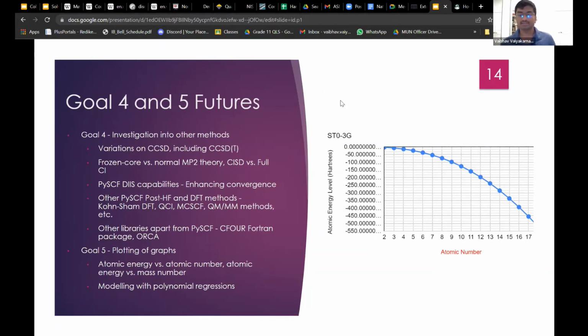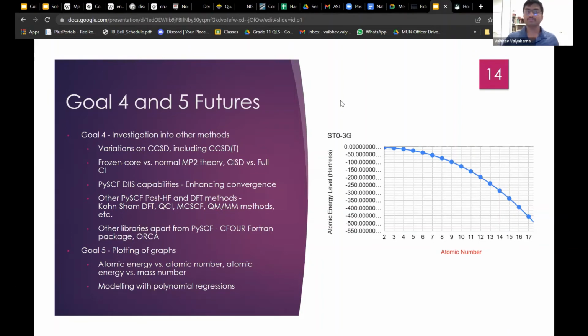We're also going to be looking at PySCF variants of Møller-Plesset and configuration interaction. The other thing we're going to be looking at is something that Mr. New had recommended to us in our previous colloquium, known as DIIS. This basically enhances the convergence, the kind of constant value that the self-consistent field method approaches. The last thing we wanted to do is look at other post-Hartree-Fock methods that are also part of PySCF, as listed on the screen, like quadratic configuration interaction or Kohn-Sham density functional theory, and maybe even completely different libraries apart from PySCF, like the C4 Fortran package, or ORCA, which the chemistry groups use, which is density functional theory. So we were thinking of looking at those as well.